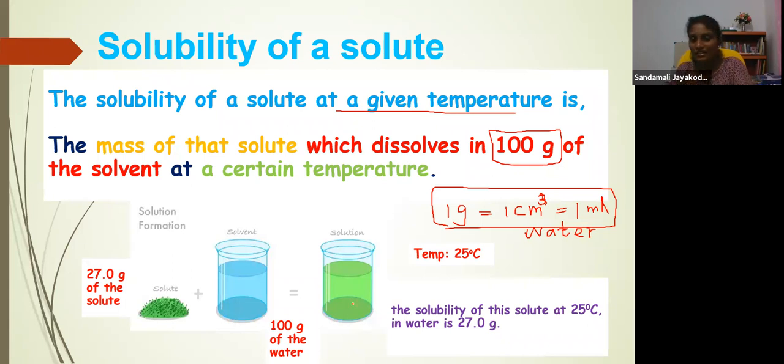So until that point, it is only 27 grams. එහෙම ඉතුරු වෙන්නේ නැතුව dissolve වෙන්නේ 27 gram විතරයි. So that is the solubility of this solute at 25 degrees Celsius. That is it.